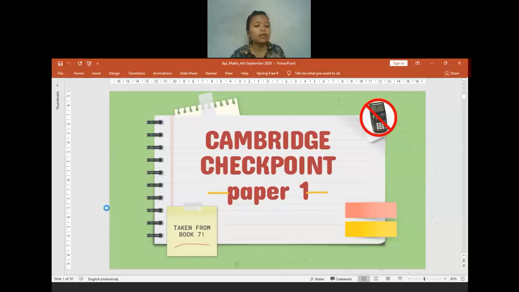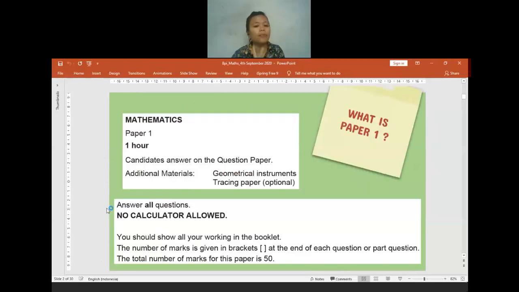For maths, there are two types of maths paper: paper 1 and paper 2. The material is almost the same. In paper 2 you can use a calculator, but in paper 1 you cannot use a calculator. Each paper has 50 marks, and each paper has 1 hour to finish the questions.